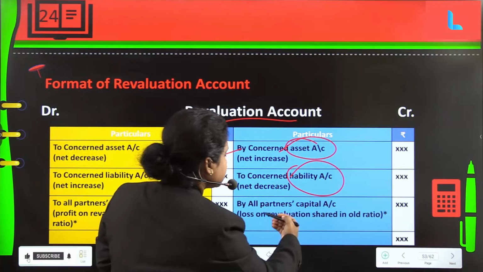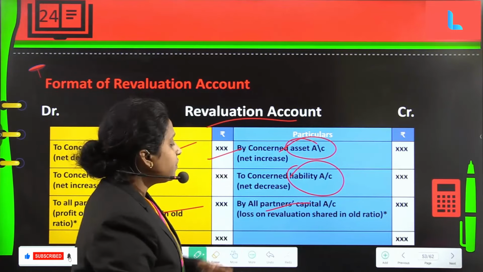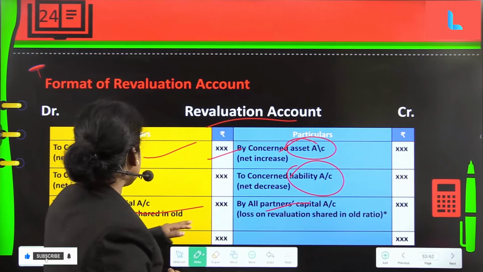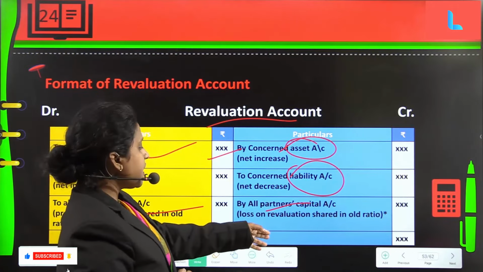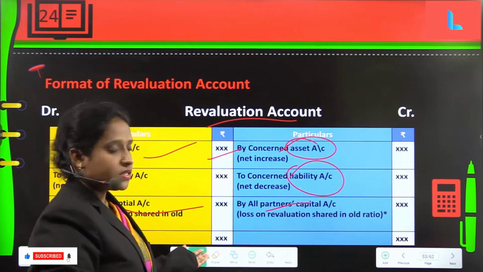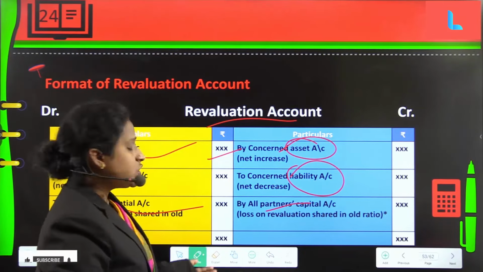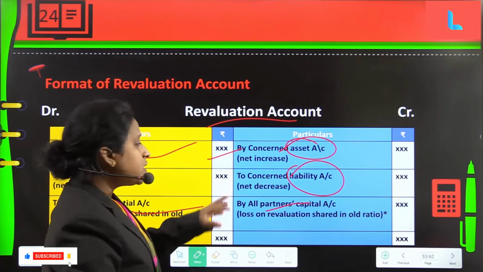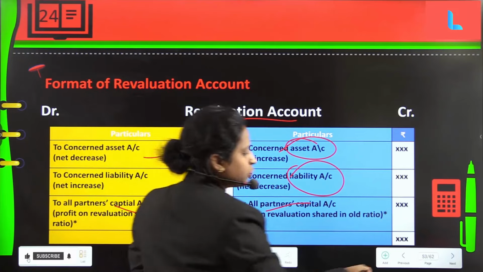By all partners' capital account, that is loss on revaluation shared in the old profit sharing ratio, that is the amount that you have to write here. That is, if you get a balance on this side, that is what the balance will be considered. If you get a balance on this side, we call it profit on revaluation, which is shared in the old profit sharing ratio, and the amount will be distributed to all the partners' capital accounts.